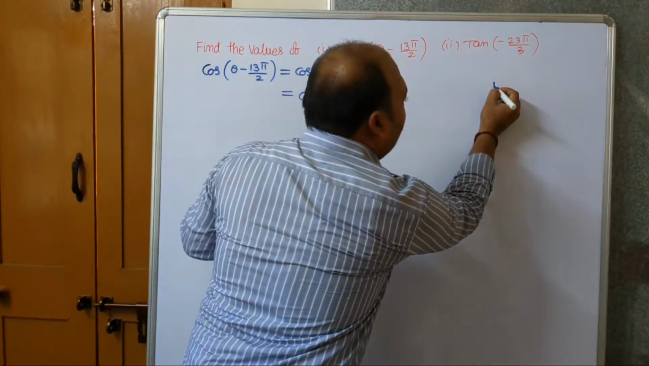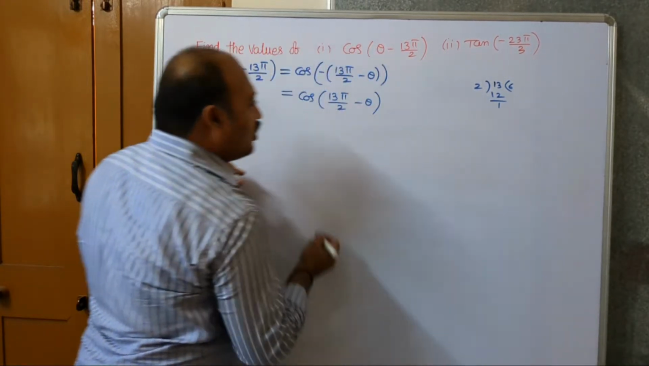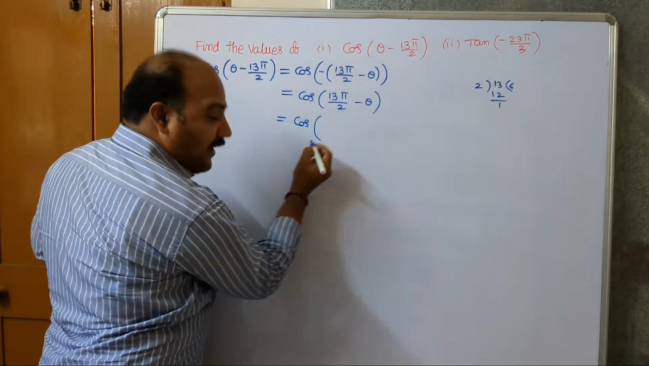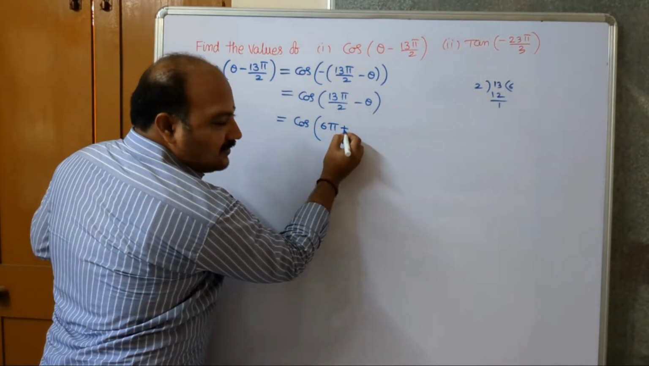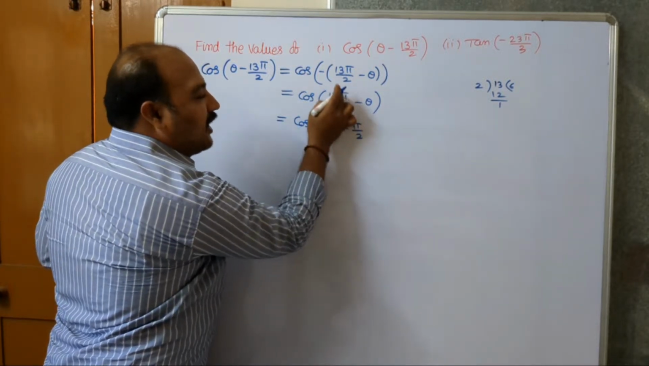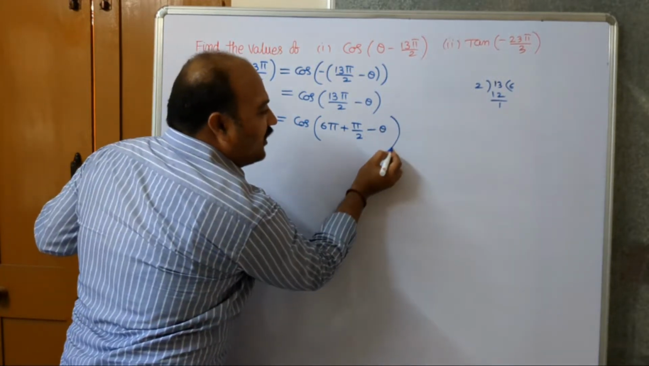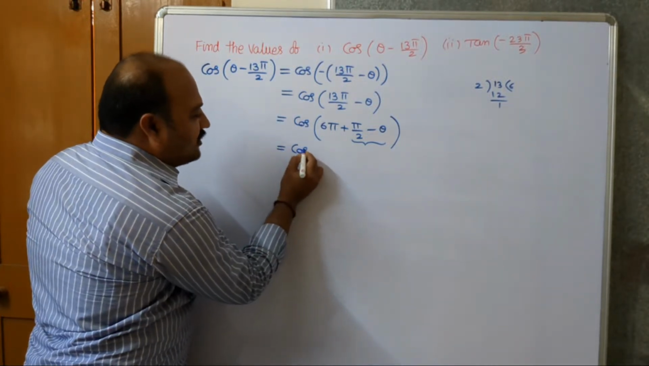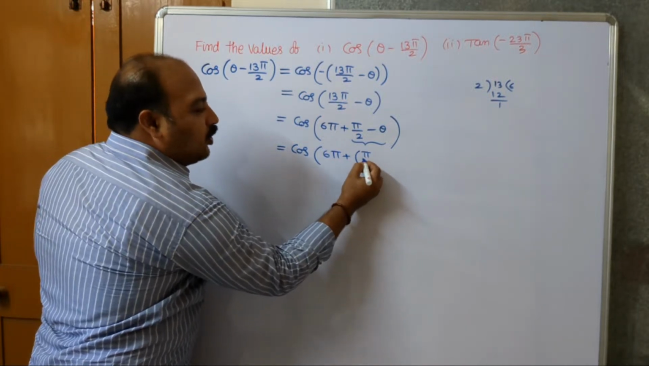In the next step, 13 divided by 2. So 13 divided by 2 means what comes? 2 6s are 12, 1 is the remainder. So we can write cos of 13 pi by 2 as 6 pi plus pi by 2. So 2 into 6 pi is 12 pi, plus pi is 13 pi by 2, minus theta. Okay, dear students? After that, you make this as one term. So now it comes cos of 6 pi plus pi by 2 minus theta.